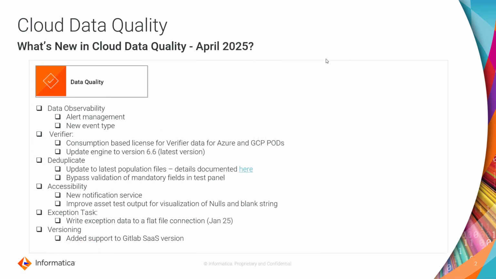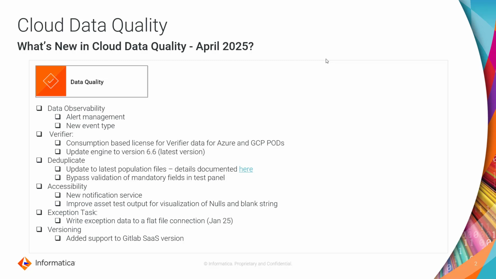As part of the April 2025 release in data observability, we are releasing a new alert management, and you'll notice that in terms of scalability, there are many more assets that you can observe. For address verification, we will expand consumption-based licensing for verifier for Azure and GCP pods as well. And we updated the engine to the latest version, which internally we call 6.6, which is the same version as the other service called Data as a Service. For the duplicate, we updated the latest population files. You see a lot of details in the link. Once you download this PDF, you're going to see.